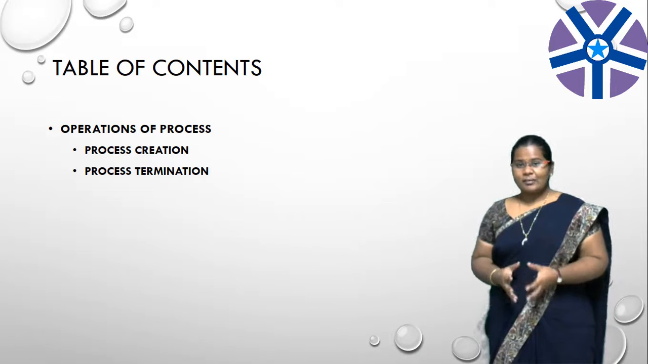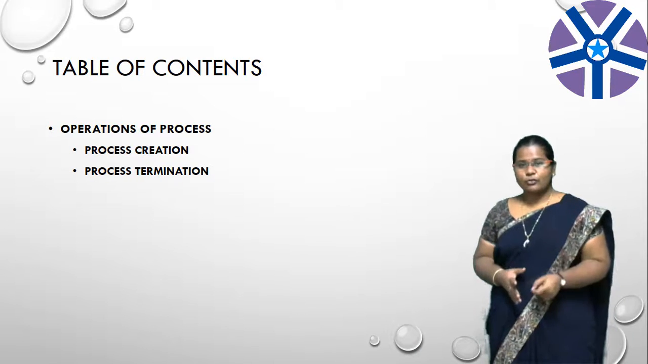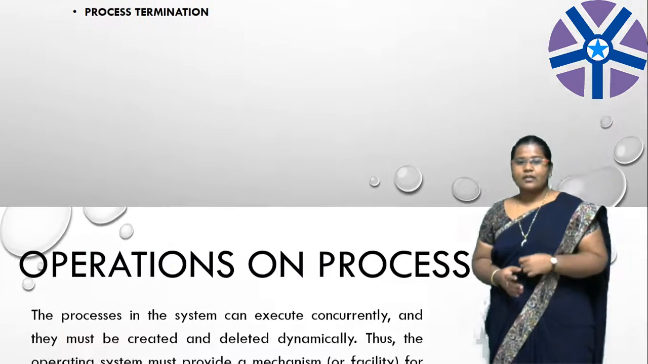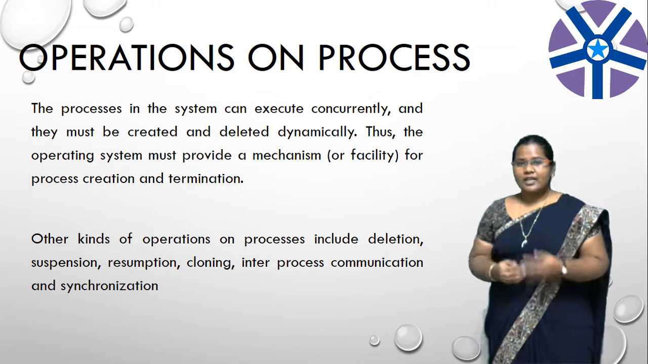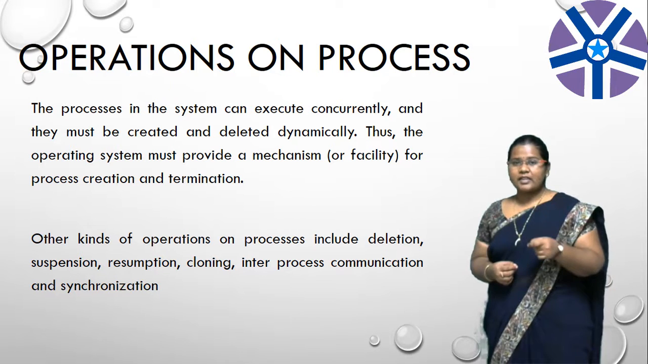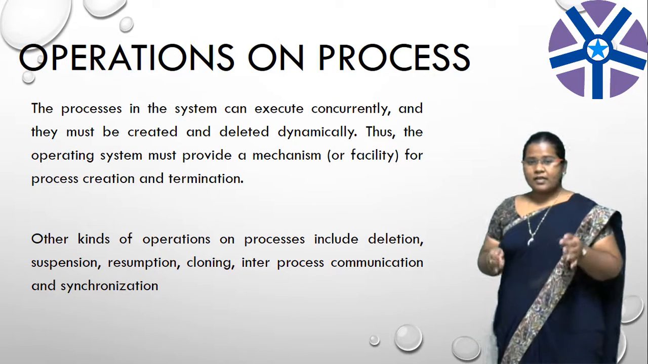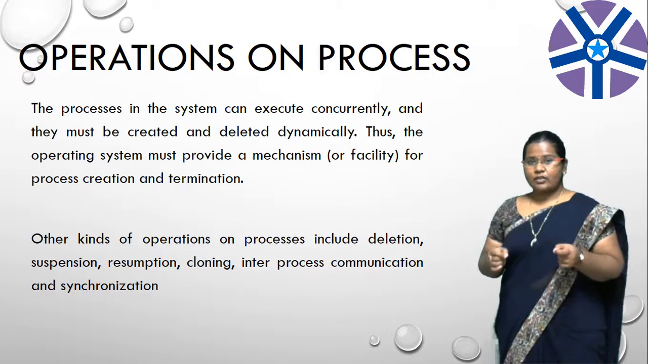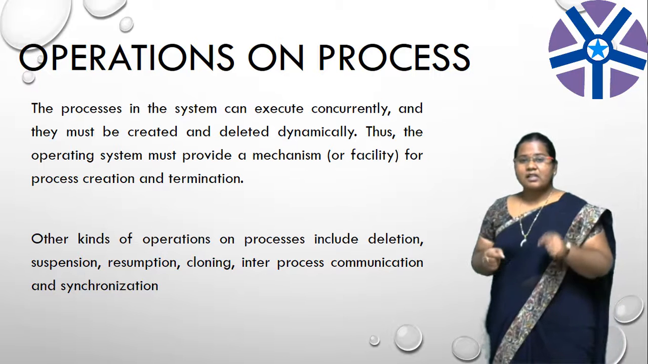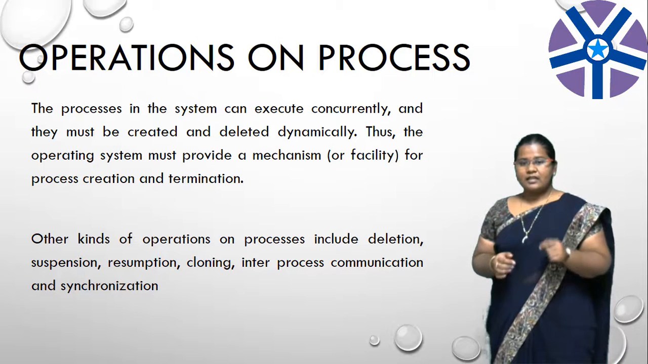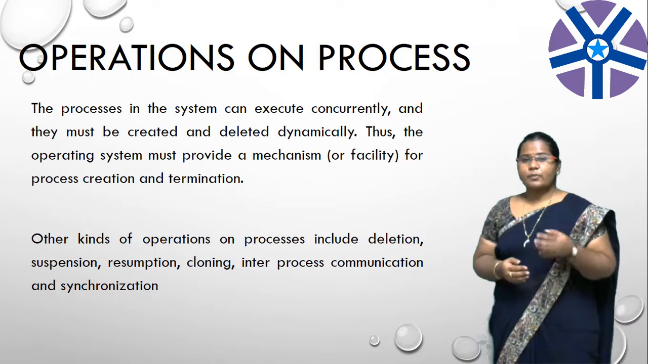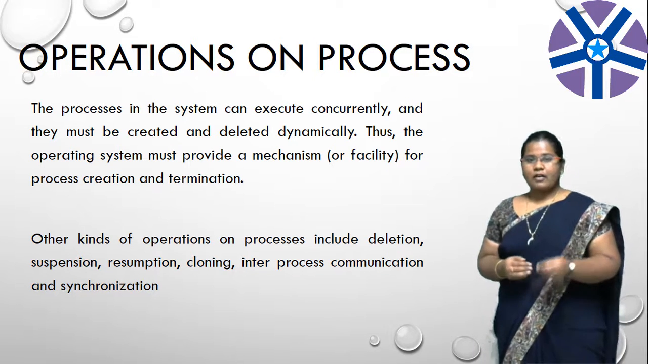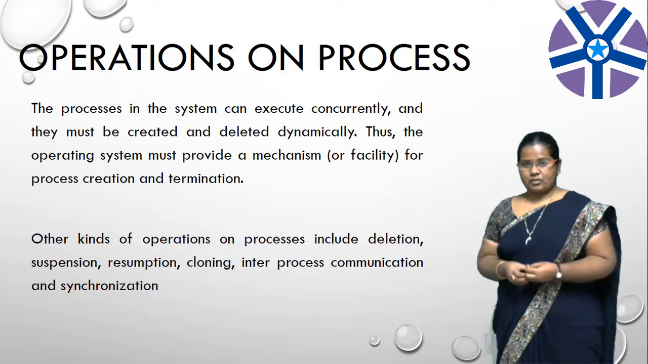Today we are going to learn about process operations, which include process creation and process termination. Now let us see what the actual operations are that can be done on a process. When you want to execute a process in a system, the process first must be created, and then the operating system must provide some mechanism to create that process and also to terminate that process.